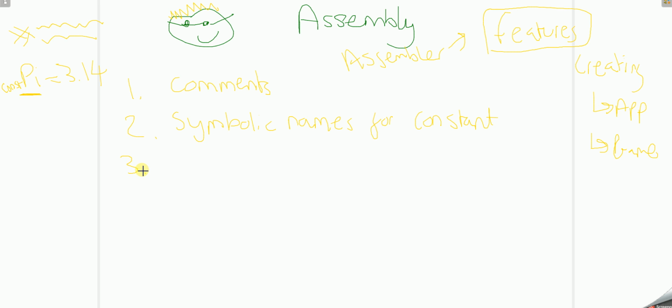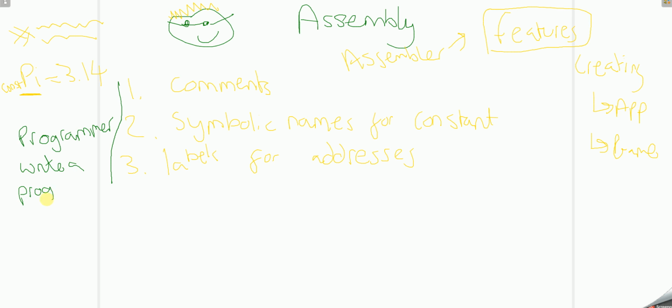Number three, labels for addresses. Now, these three things here literally are there to help the programmer write a program. That's what they're there for, to help a programmer write a program.